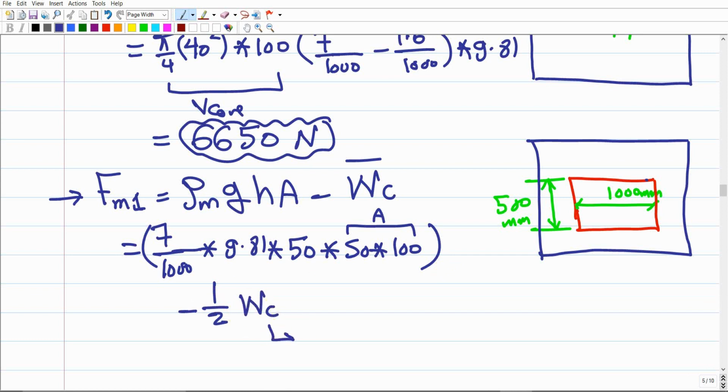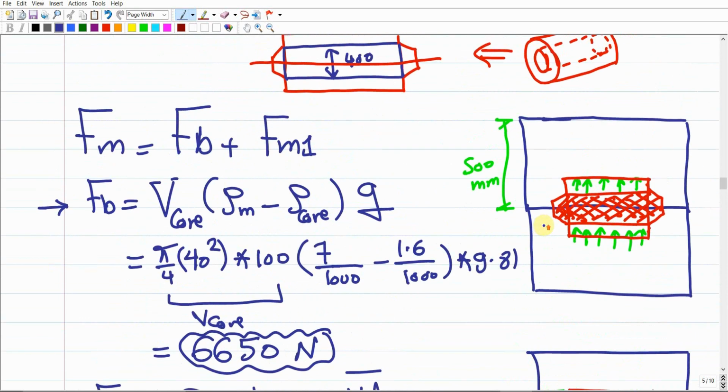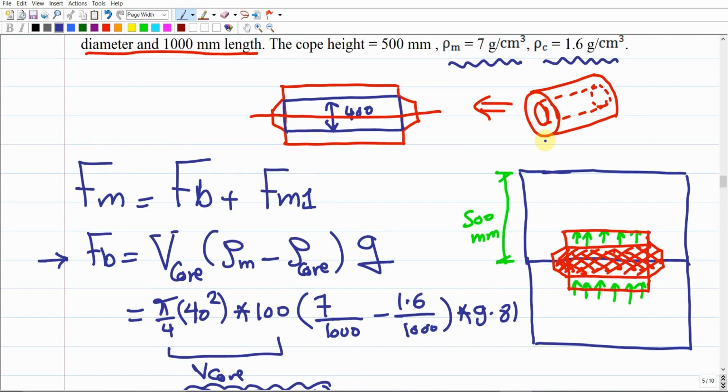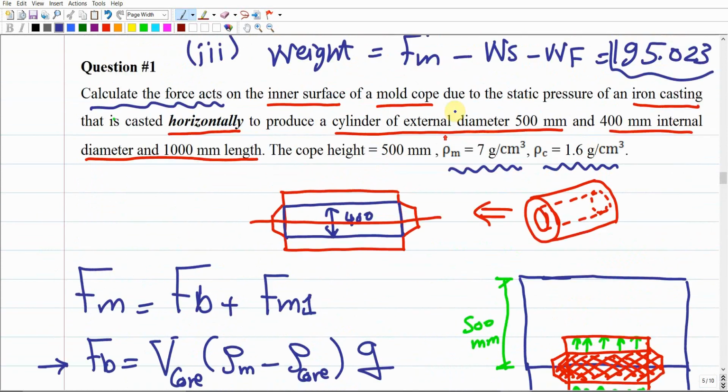How much is the weight of the casting? You should understand that C stands for the casting. The casting has a cylindrical shape with an internal opening. It is a hollow cylinder. So it should be the volume times the density of the casting, and the casting is going to be made of a metal with a mass density given by 7 grams per centimeter cube.